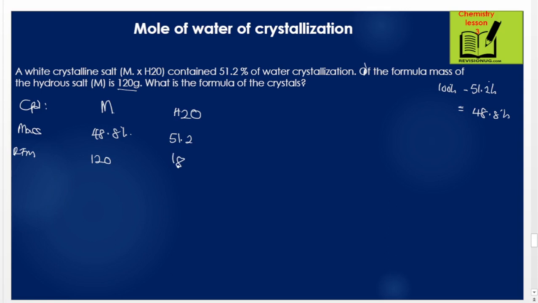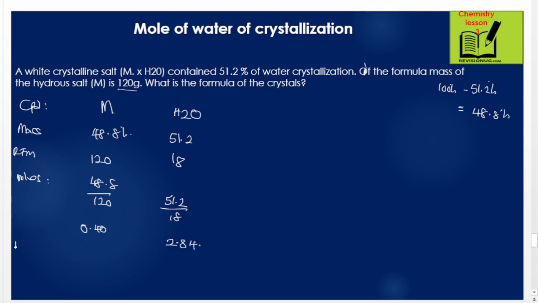Then what next here is to get the number of moles, right? To get the number of moles, that is 48.8 divided by 120 and 51.2 divided by 18. Let us now divide that. So 48.8 we are dividing by 120. The answer is 0.40. Then let us also divide 51.2 divided by 18.